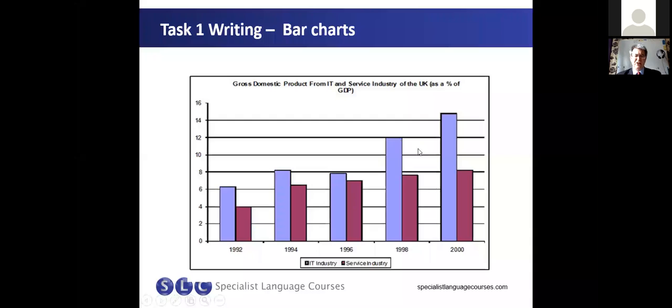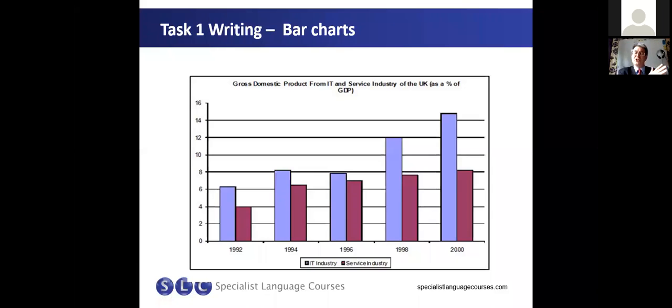And the largest jump on IT would probably be from 92 to 94, where it goes just over 2% higher, isn't it? Just over 2% higher between 92 and 94. So a similar sort of thing is happening here.